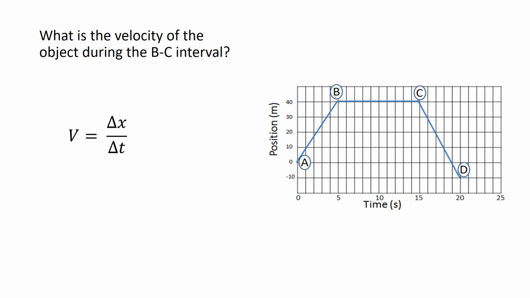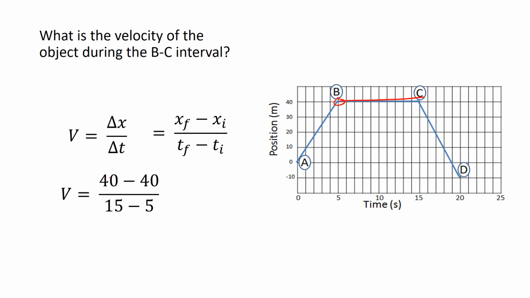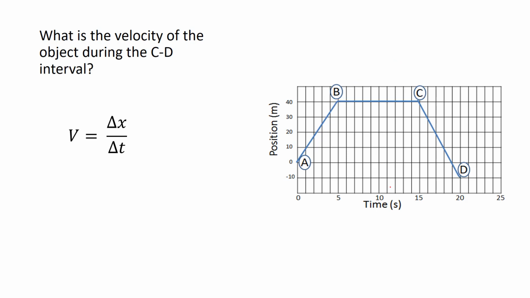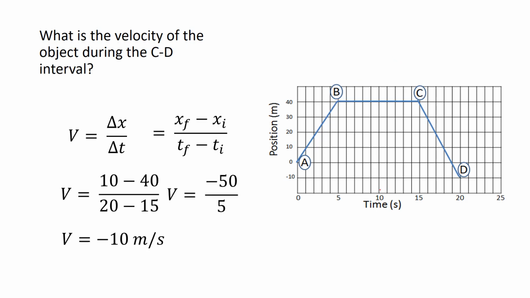Okay, BC interval. Some people would realize it's a straight line. You went from 40 meters to 40 meters. You didn't do anything. But if you did the math, it's 40 meters minus 40 meters over 15 seconds minus 5 seconds, or 0 meters per second. So you are at rest. Okay, CD interval, we already solved that earlier, so I'm just going to go quickly through that. It ends up being -10 meters per second.